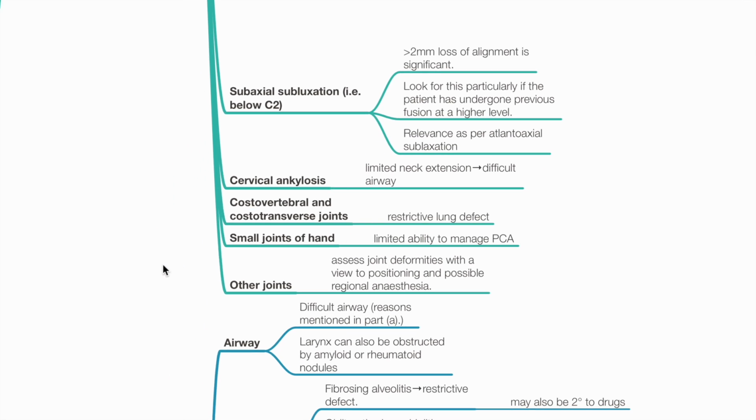Cervical ankylosis may cause limited neck extension, leading to difficult airway. Involvement of costovertebral and costotransverse joints may lead to restrictive lung defect. Arthritis of small joints of the hand may limit ability to manage PCA. Other joint deformities may limit positioning and regional anesthesia.